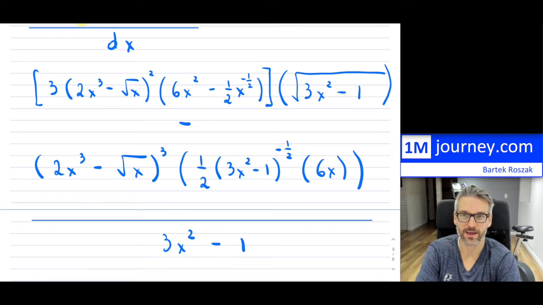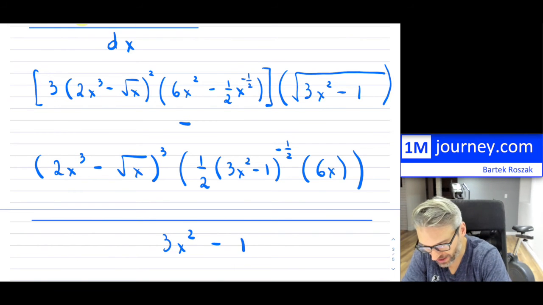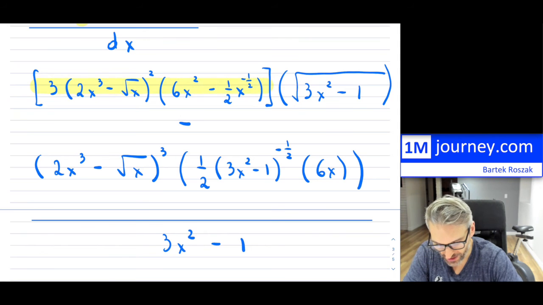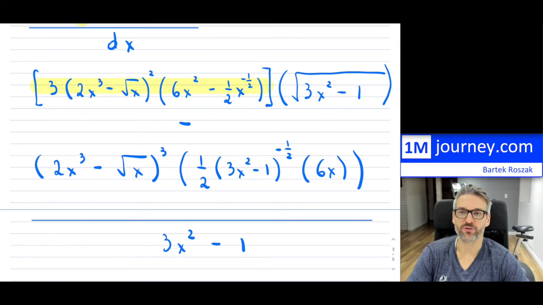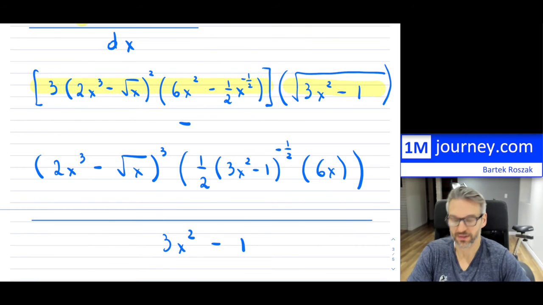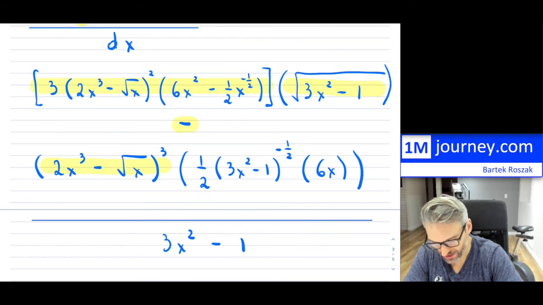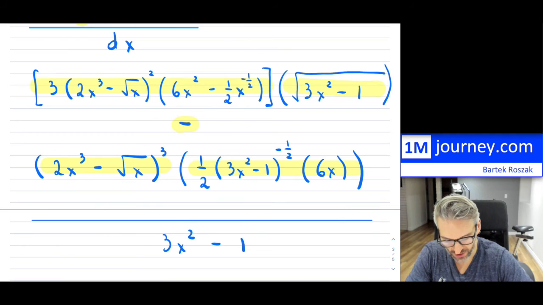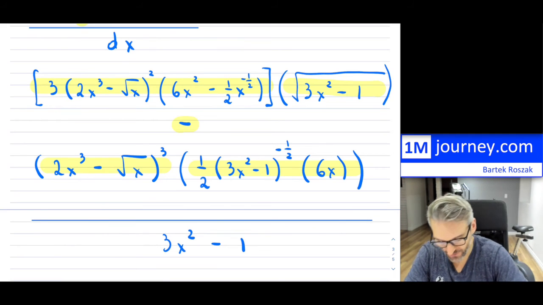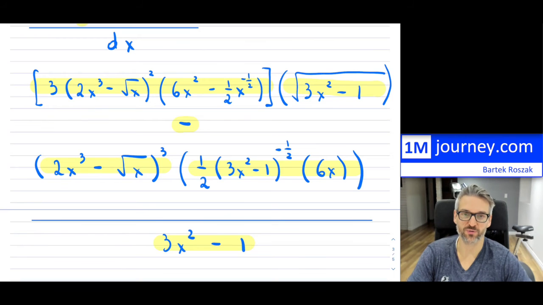But all I have done is nothing else but here is the derivative of my numerator multiplied by my denominator, minus my numerator, which now stays the same, multiplied by my derivative of the denominator, divided by the denominator squared. That's what the quotient rule actually does.